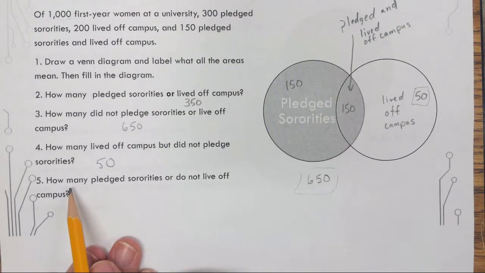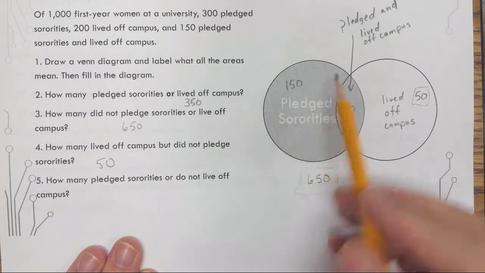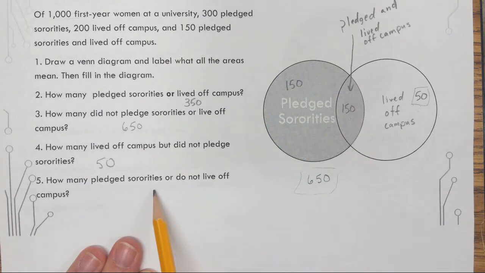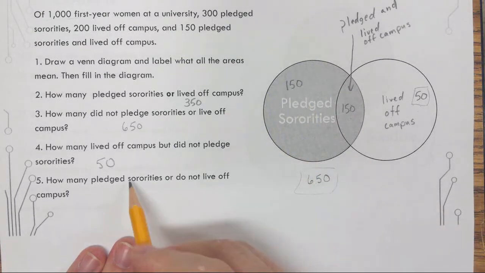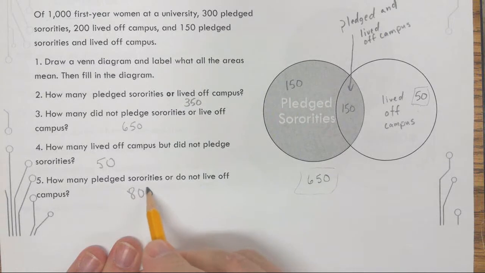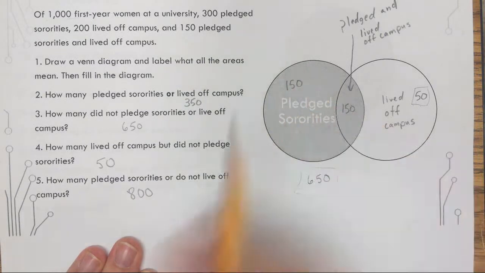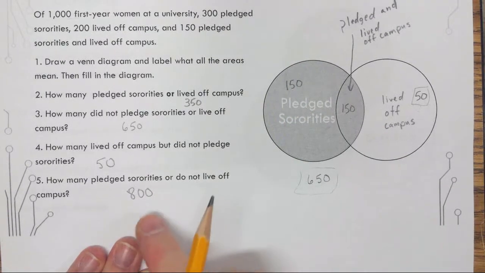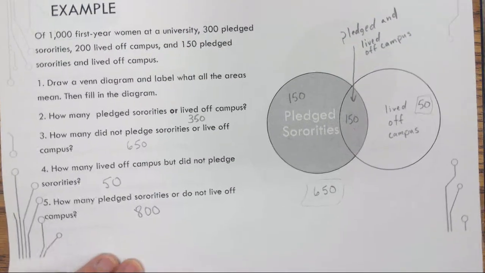And then the last one, how many pledge sororities or do not live off campus? Okay. 150 pledge sororities and 650 do not live off campus. So that means there's 800 of these altogether. So this and this together. So there we go, 800. All right, let's look at another one.